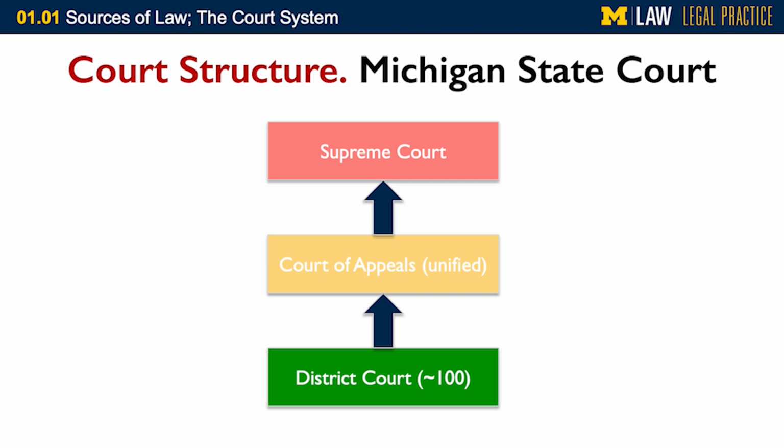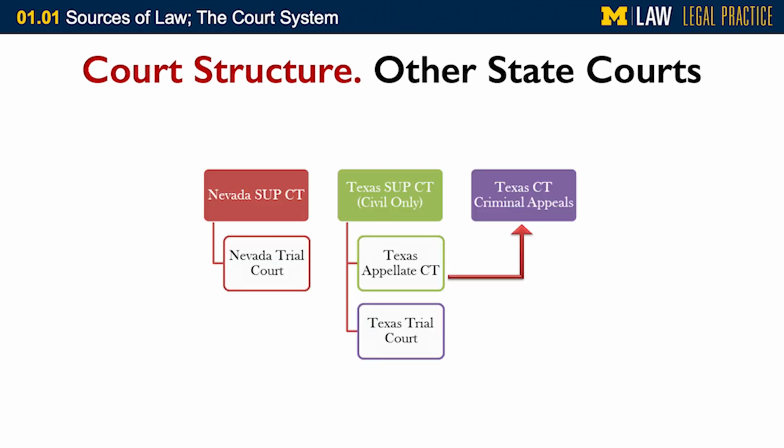Other states, however, like Michigan, have only one single court of appeals, a single intermediate level appellate court to which all trial court cases go, and then a Supreme Court. 10 states, including Nevada as seen here, have no intermediate appellate level courts. That means there's only a trial court and the Supreme Court. Texas, on the other hand, has 2 Supreme Courts, one for civil cases and one that's reserved only for criminal appeals. Though the structure looks a little bit different among the states, there's still hierarchies, and that is critical to know.